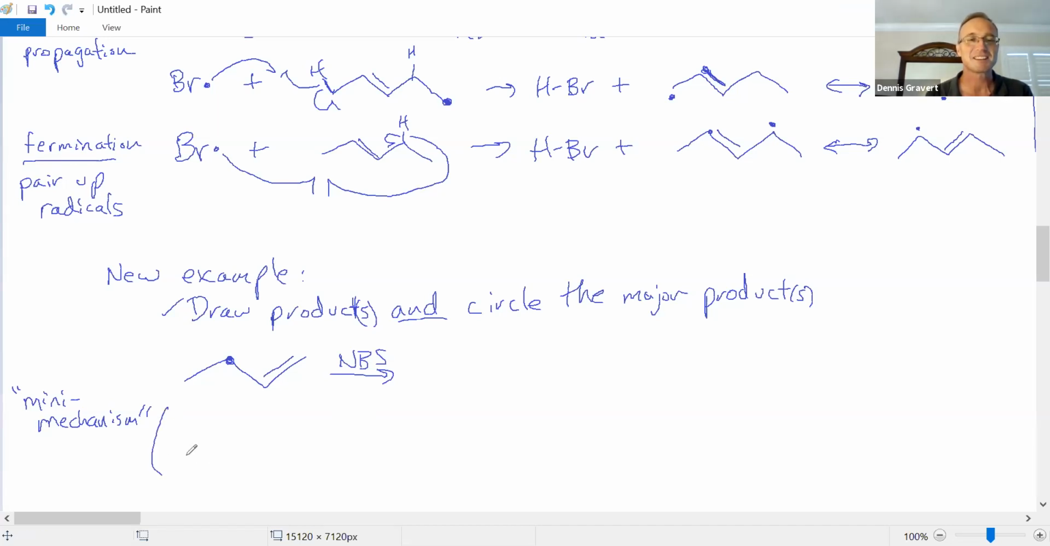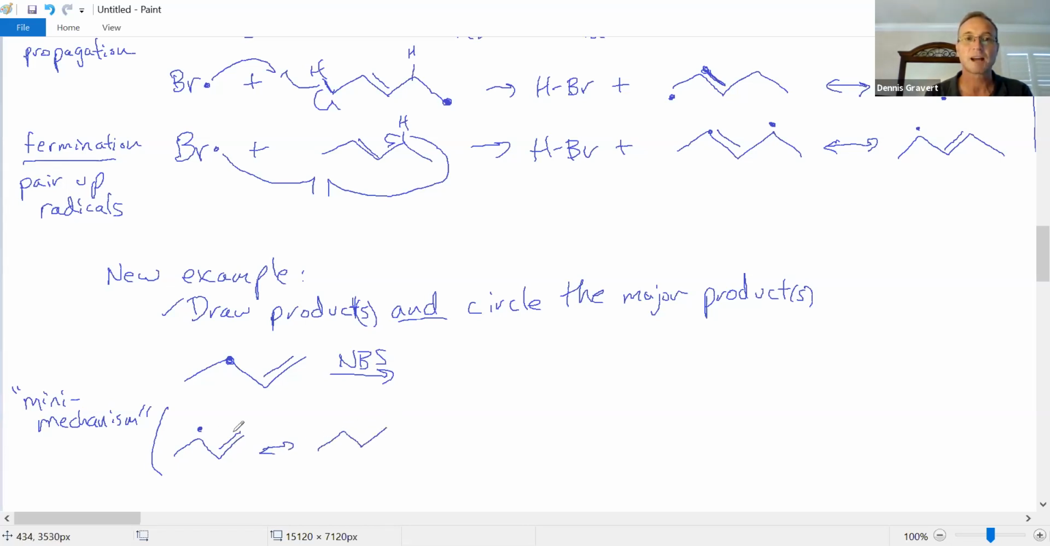Well, no, let's draw out the mini mechanism. So what happens is in the process, actually, I have the step up here, there'll be a bromine radical formed from initiation. They'll remove the allylic hydrogen to form an allylic radical. And I'm just going to draw the allylic radical. So the hydrogen up here, one of them is taken away. Let's draw the resonance structure.